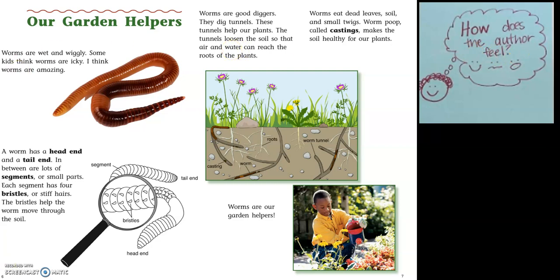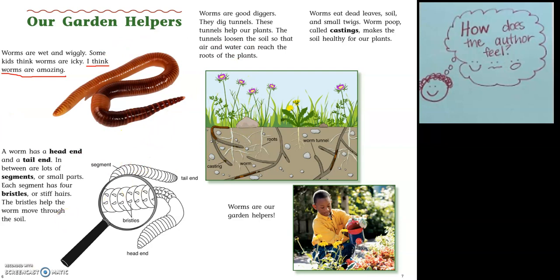And I noticed while reading that the author talked about how others feel in the first part. He said some kids think worms are icky. I think worms are amazing. And right there, he tells you how he feels. He doesn't think they're icky. He thinks, I think worms are amazing. And that's how he feels. That's what started this whole small text.